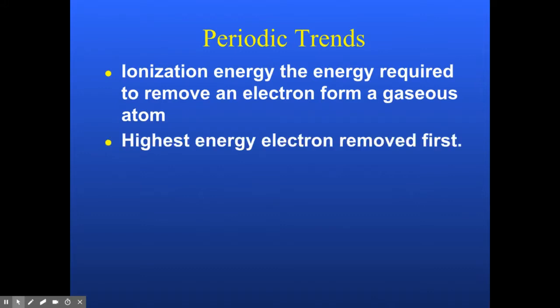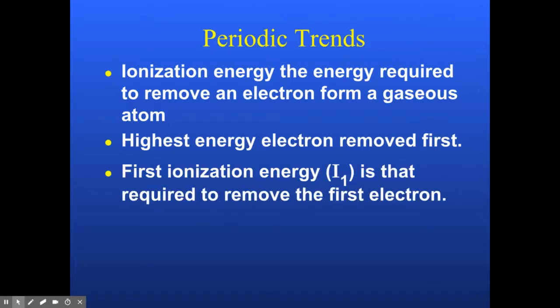Highest energy electron is going to be removed first. So these are usually going to be on those outermost energy levels. First ionization energy, we would notate that with I sub 1, meaning we're removing the first electron from an atom.